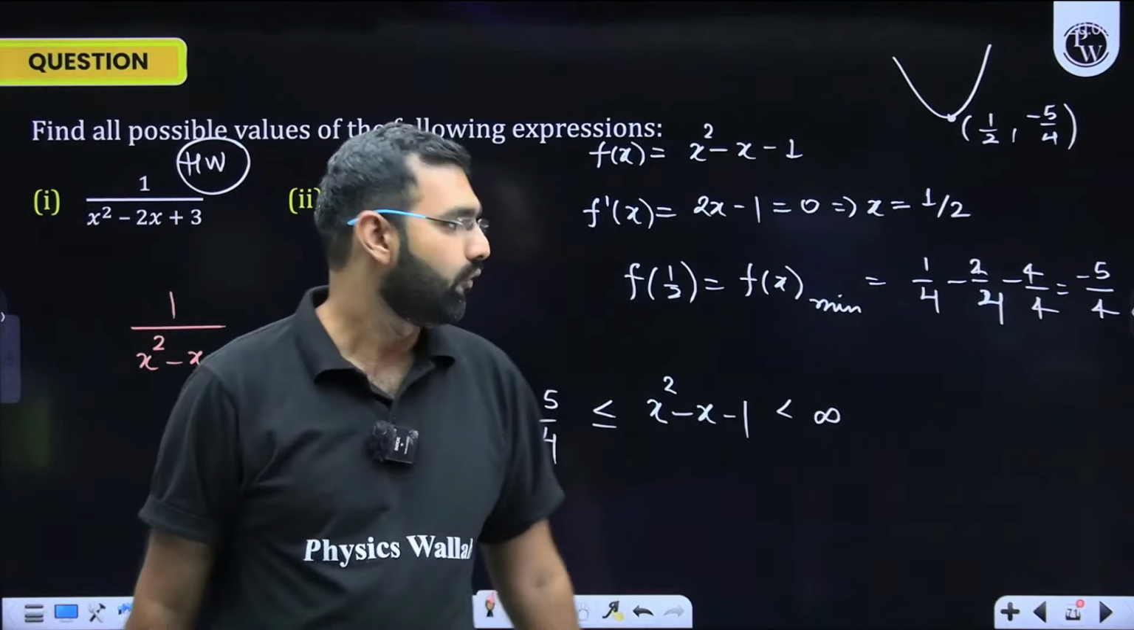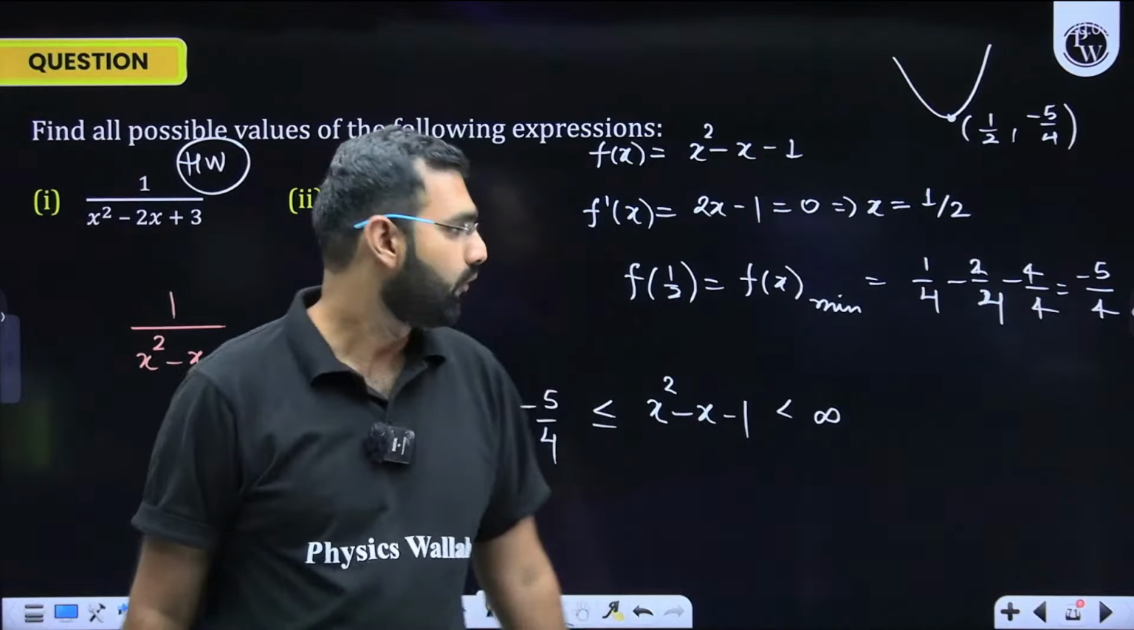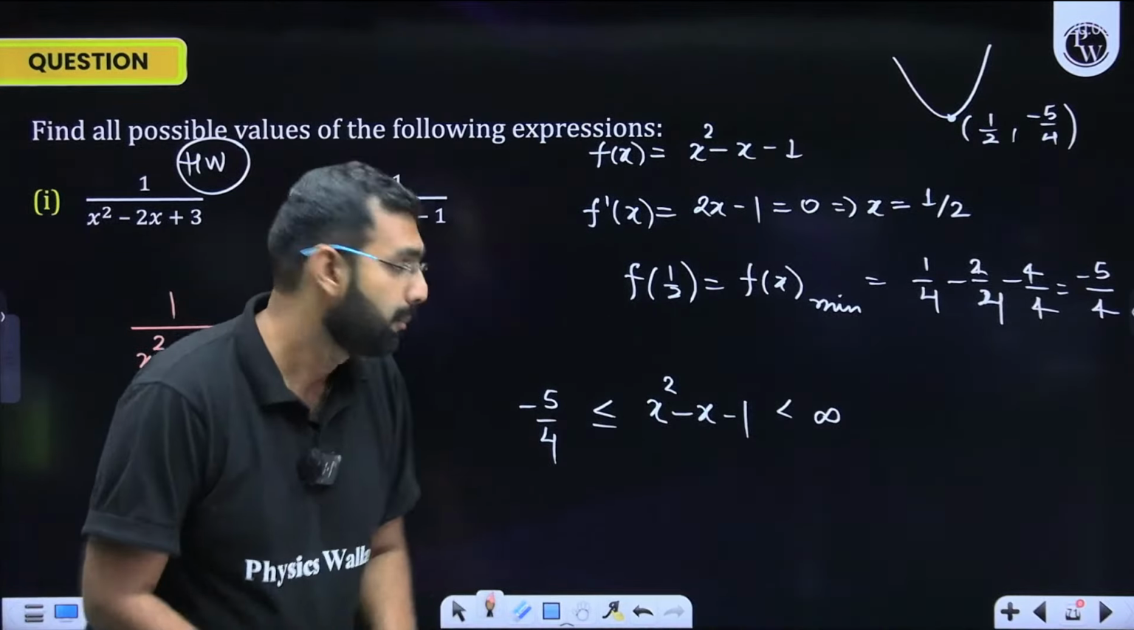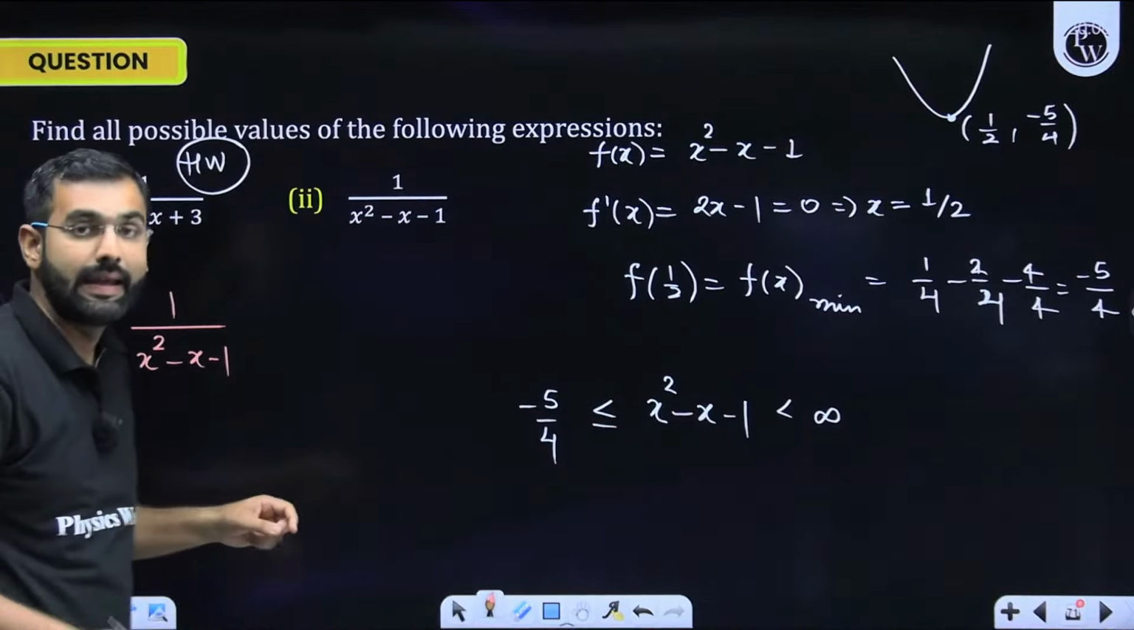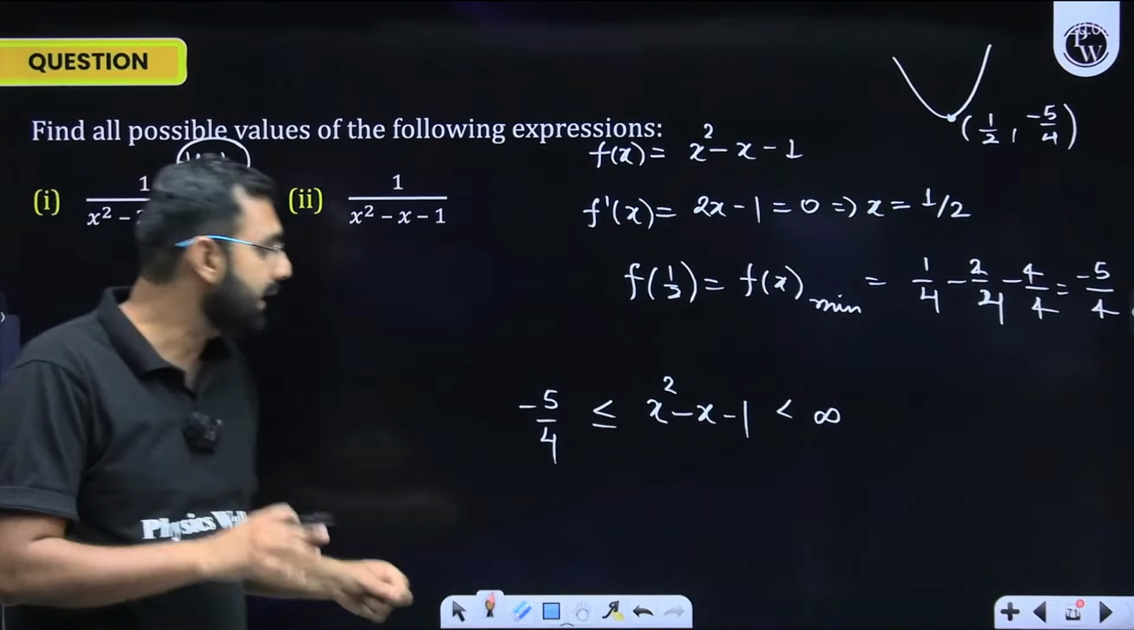I hope you're understanding. First of all, it is taking all the positive values, because from minus 5 by 4 to infinity, that means 0 to infinity is already there. So if you take the reciprocal of all the values from 0 to infinity, the reciprocal will also be from 0 to infinity. I hope you're getting it. Or if you're not getting it, I can say it like this, that although x square minus x minus 1 could be 0, there will be roots of this equation where this expression will become 0. But when I'm talking about its reciprocal, there I cannot afford to keep x square minus x minus 1 to be 0.